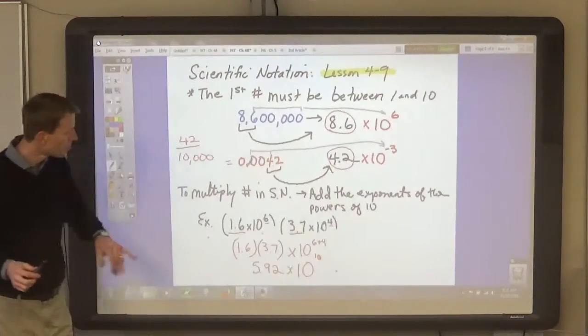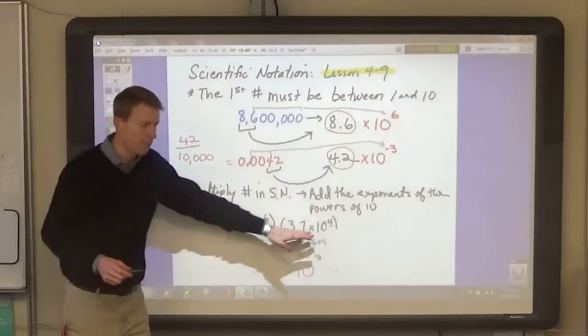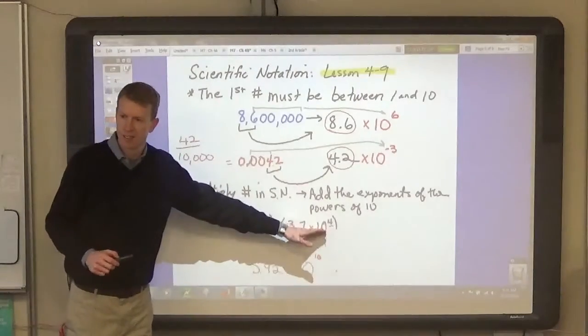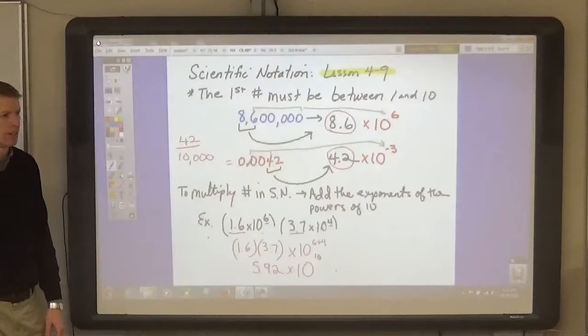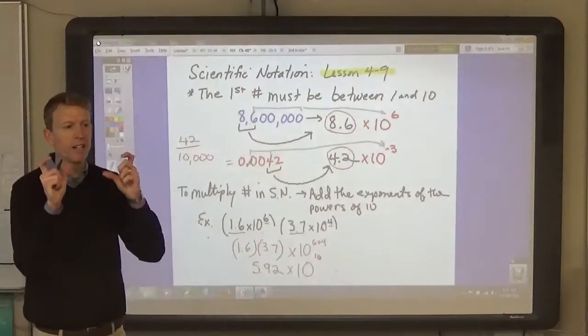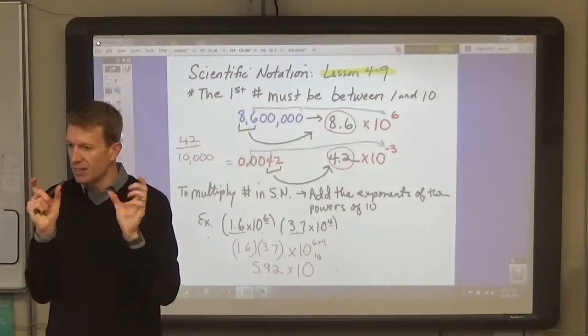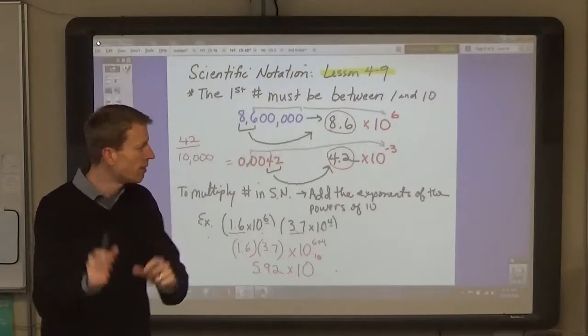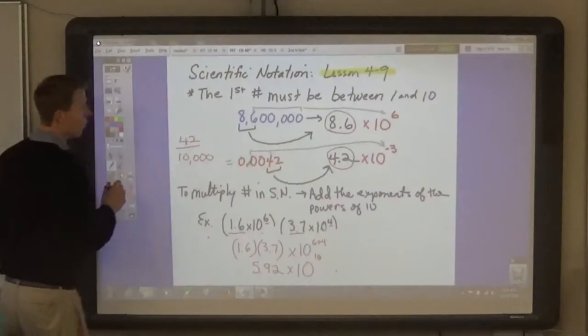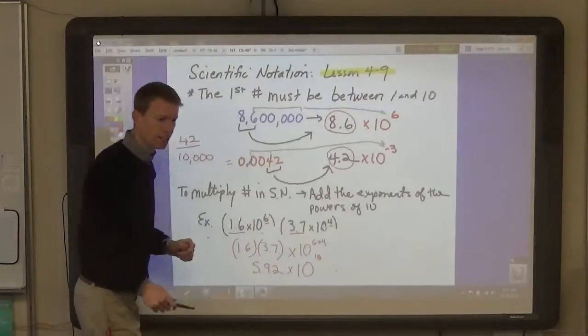Now, what if you had to multiply 2 numbers? That's something you have to do on the test, is you have to multiply 2 numbers that are in scientific notation. Well, it's kind of like multiplying powers when you have the same base. If we look back at our notes, what you do is you add the exponents.